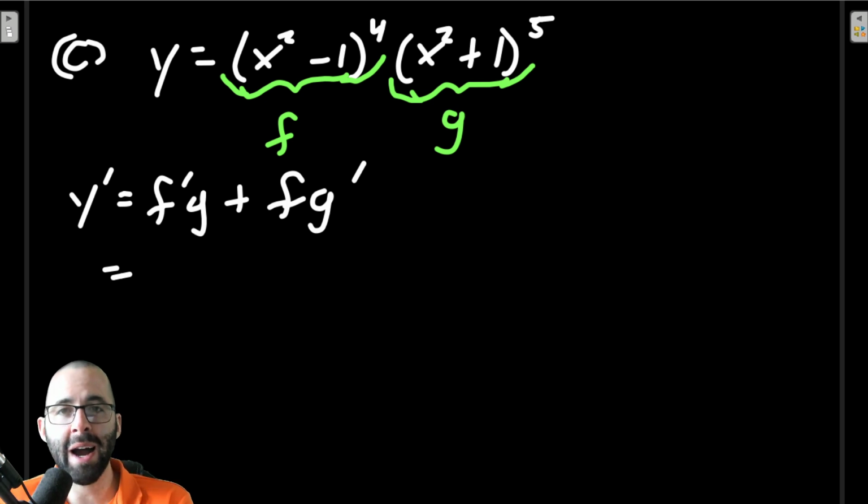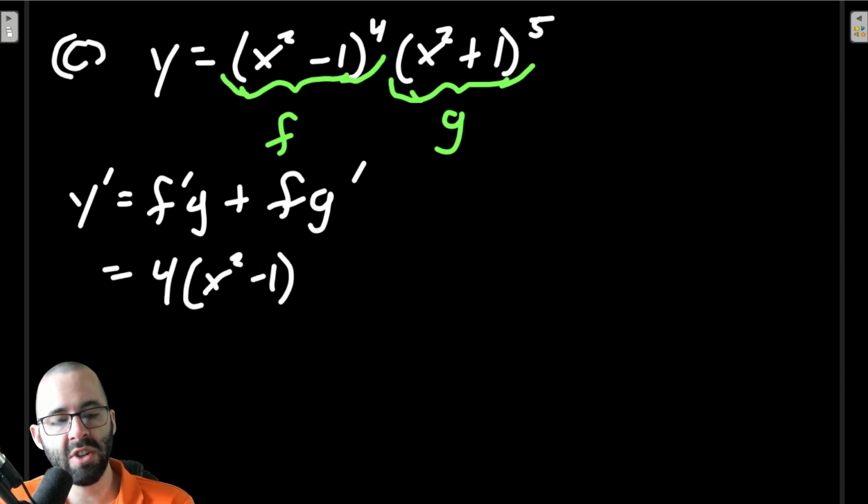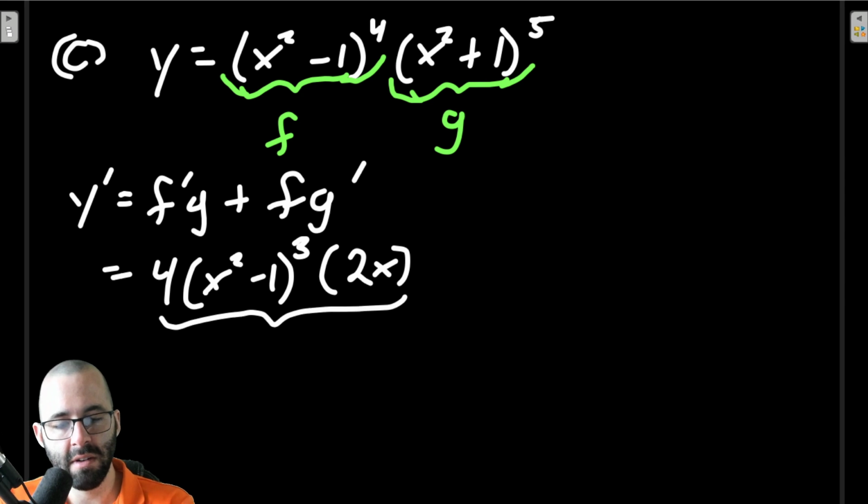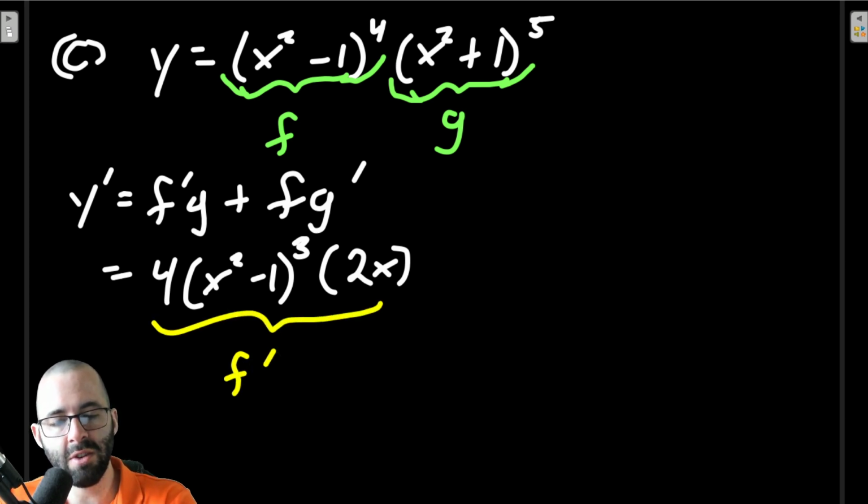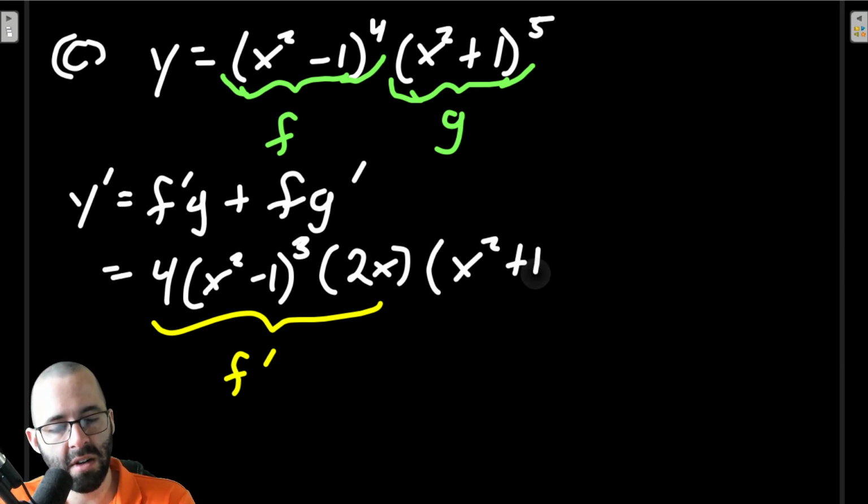Anyway, so we have to use a general power rule on these derivatives. So when you take the derivative of f, that 4 comes down in front. The inside remains unchanged. 4 gets reduced by 1. That's the power rule part. General power rule because the inside is a function of x. So we have to multiply by the derivative of the inside function here. So this right here is just f prime. And then we have to multiply this by g. That's just the derivative of the first function. So we multiply it by the original g, x squared plus 1 to the fifth.